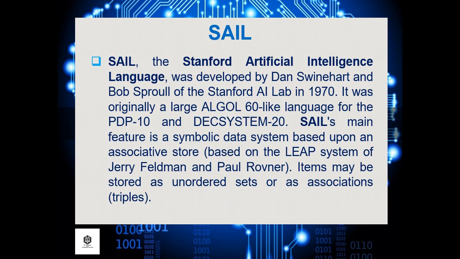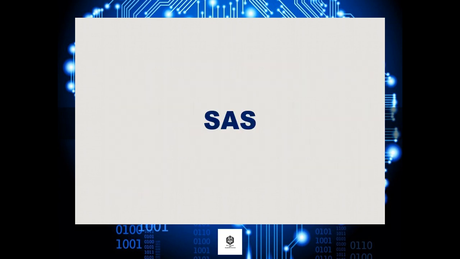SAIL. SAIL, the Stanford Artificial Intelligence Language, was developed by Dan Swinehart and Bob Sproull of the Stanford AI Lab in 1970. It was originally a large ALGOL 60-like language for the PDP-10 and DEC System 10. SAIL's main feature is a symbolic data system based upon an associative store based on the LEAP system of Jerry Feldman and Paul Rovner. Items may be stored as ordered sets or as association tuples.